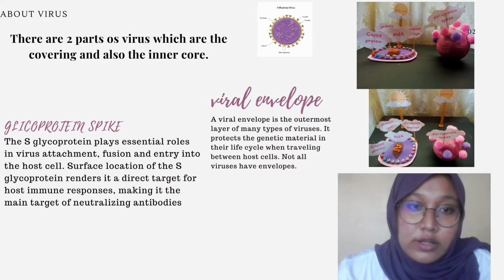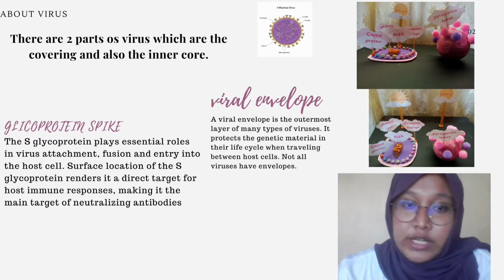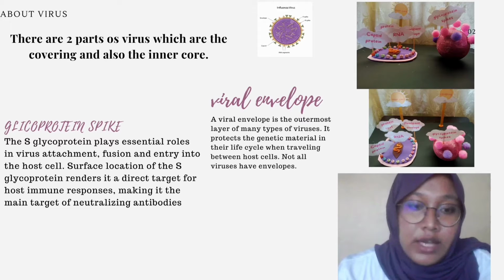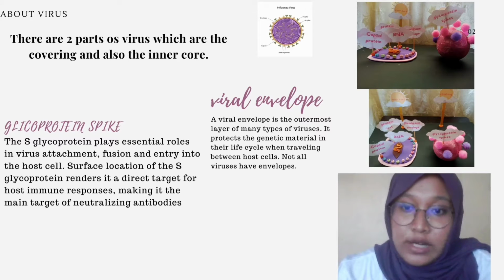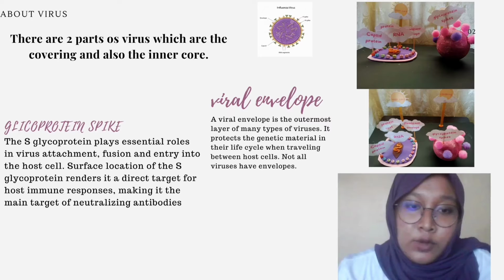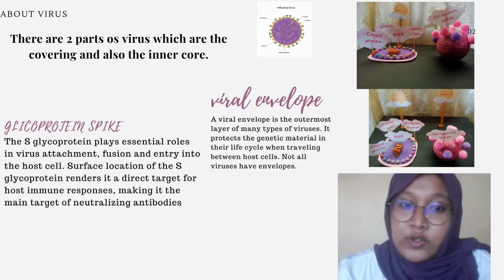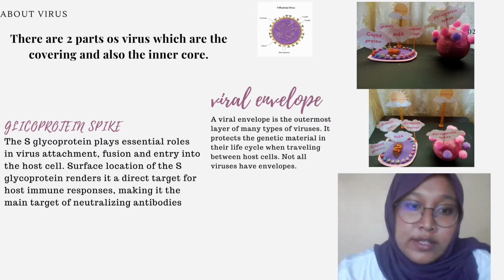So for our 3D model of virus, there are two parts of virus which are the covering and also the inner core. So we start first with the covering. The covering has glycoprotein spike and also the viral envelope. The glycoprotein plays an essential role in virus attachment, fusion and also entry into the host cell. The surface location of the S glycoprotein renders it a direct target for host immune responses, making it the main target of neutralizing antibodies.